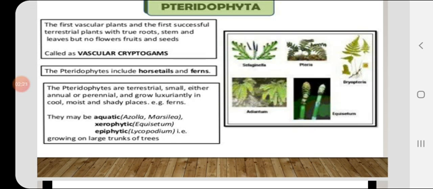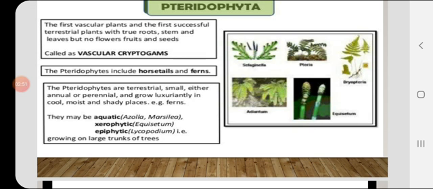and seeds. That means Pteridophyta were the first plants to show the true roots, true stem and true leaves. Whereas in our last lecture we have studied that bryophytes were showing root-like, stem-like and leaf-like structures. But here pteridophyte shows the actual roots, stem and leaves. But still they do not show flower, fruits and seeds. They are known as vascular cryptogams.